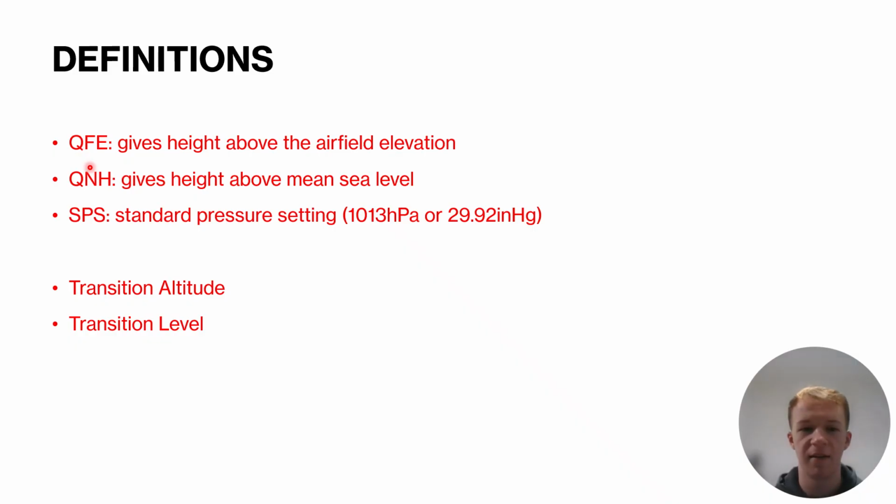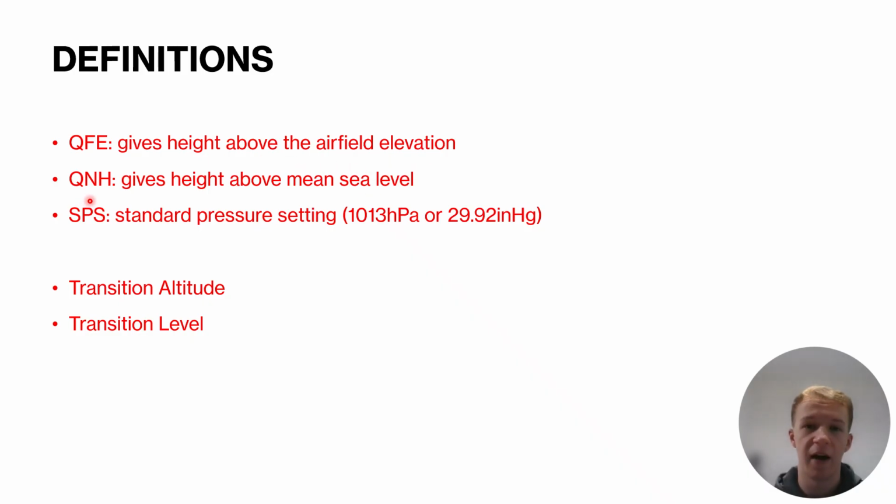Now QFE, as it says, FE, so that's height above the field elevation. So that'll be the pressure setting that you set on your altimeter in the aircraft, and it will give your exact height above the airfield elevation, as it says.